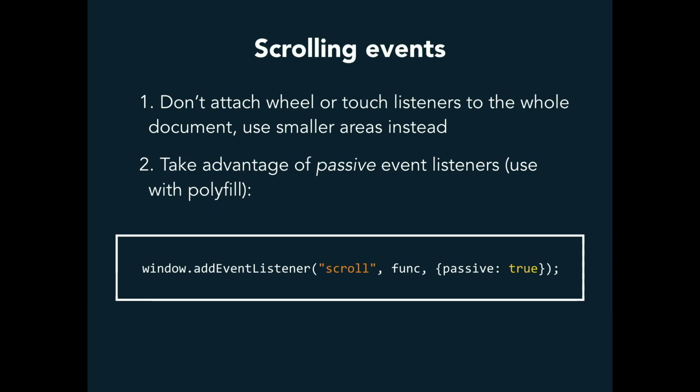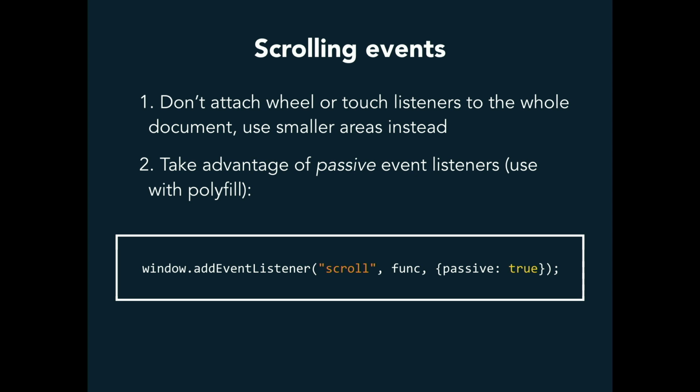Scrolling events. Well, you can probably say that this is not the best idea to hook some scrolling events to the whole page. So you shouldn't attach wheel or touch listeners to the whole document. If you really need them, you should rather attach them to some smaller areas. And also, what you can do is take advantage of passive event listeners, but you should use them with polyfill or feature detection. So as you can see here, we have some event listener for scrolling, and then we pass this passive true flag to it.